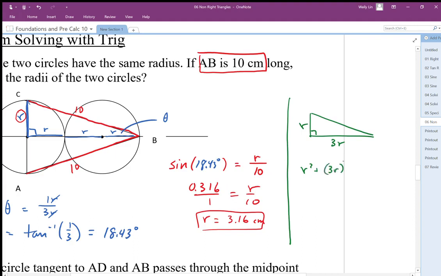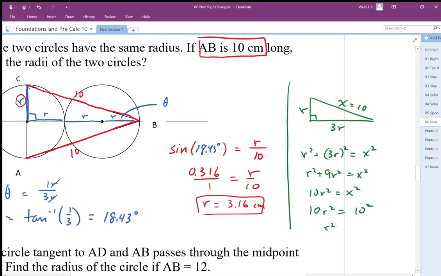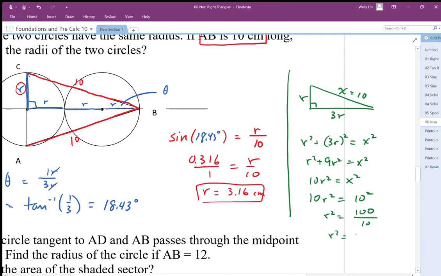I see lots of people just squaring the R, but we need to square the whole thing, and we'll call that x squared. Then we end up with R squared plus 9R squared equals x squared. So 10R squared equals x squared. If we want to replace that x with 10, we can solve for R. I'm just going to plug in 10 for our x, and then I can solve for my R. So I end up with R squared equals 100 divided by 10. So R squared equals 10.